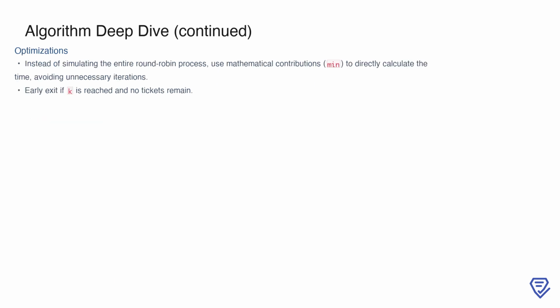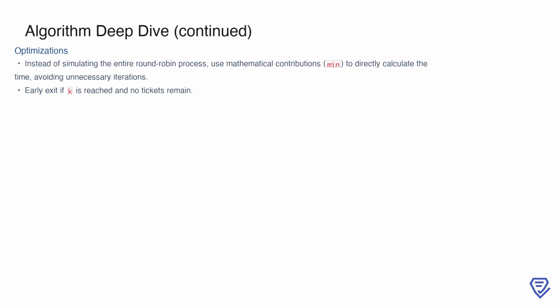The algorithm can be further optimized by entirely avoiding the simulation of the round-robin process. Instead of iterating through the queue repeatedly, we calculate each person's contribution directly using mathematical operations. This eliminates unnecessary iterations and ensures the solution is as efficient as possible. Additionally, we can implement an early exit condition. If we've processed up to the kth person and their tickets are fully served, there is no need to compute further contributions. These optimizations maintain the simplicity of the approach while improving its performance, ensuring it handles both small and large inputs effectively.